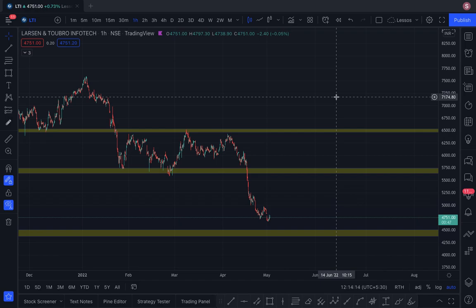Now this is just a part of the price action. You can further refine the price action through various other indicators that I'll take up in the next session.